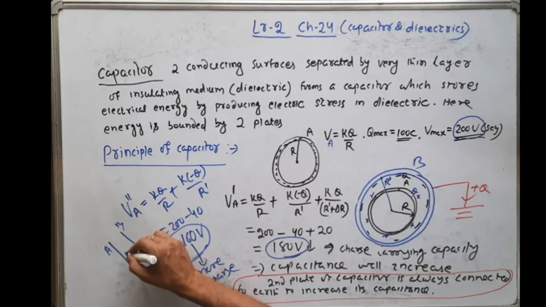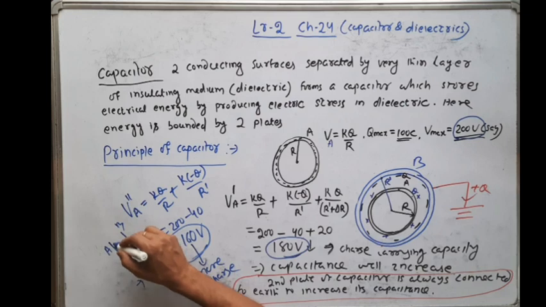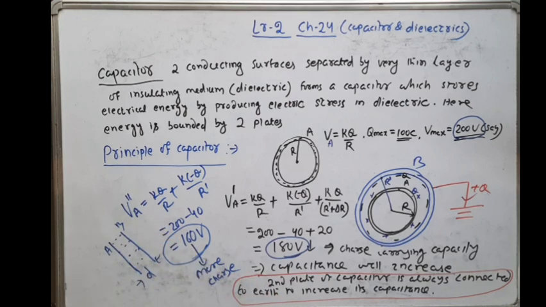These two plates are parallel and they are separated by a dielectric medium whose distance of separation is very less. That is d, and here there is a dielectric medium. So this is also called which capacitor? Parallel plate capacitor. This is which capacitor? Spherical capacitor, because the two metallic surfaces are spherical in nature.